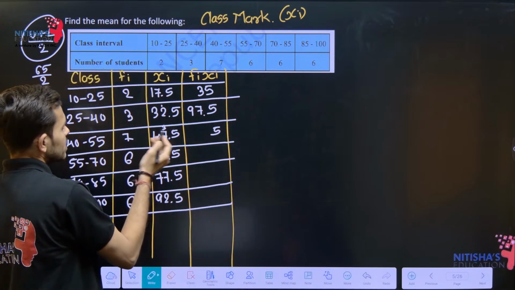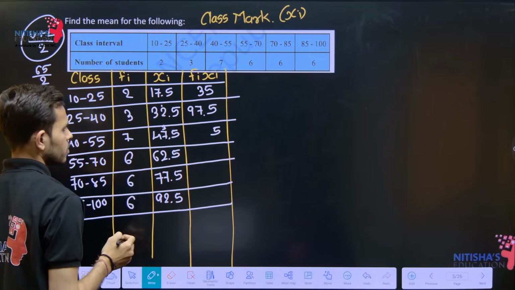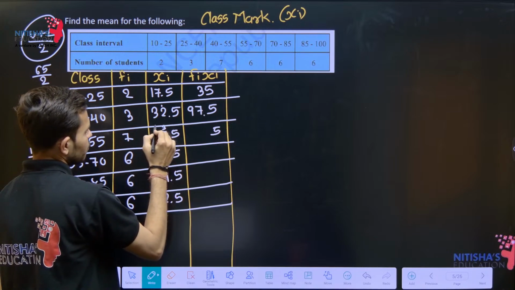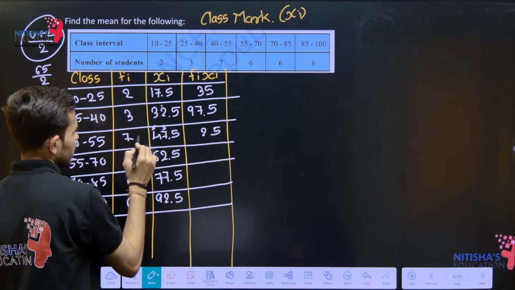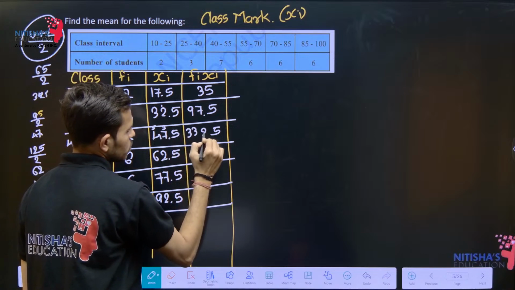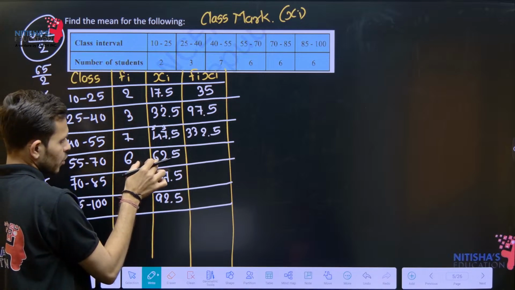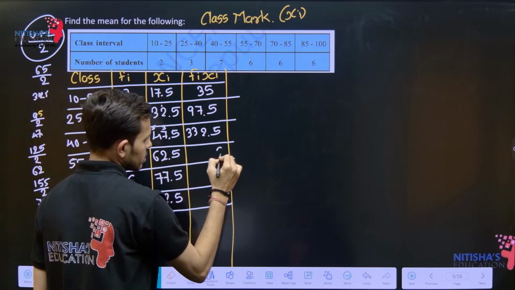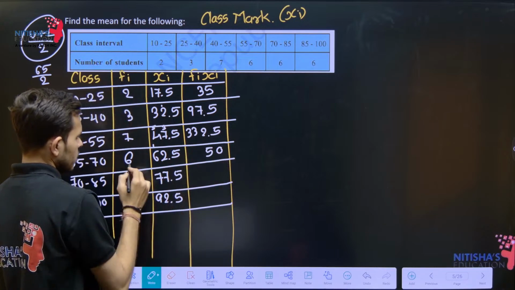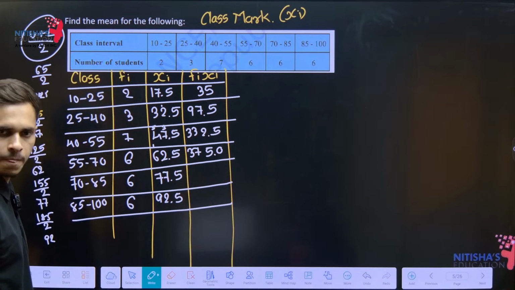So here we are just multiplying fi with xi, right? So 7 5s are 35, 7 7s are 49, 49 plus 3 is 52, 7 4s are 28, 28 plus 5 is 33, so it will be 332.5. Now take the product of these two: 6 5s are 30, 6 2s are 12, 12 plus 3 is 15, 6 6s are 36 plus 1 is 37, we got 375.